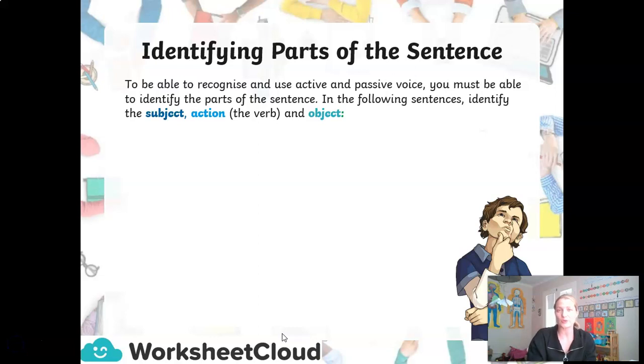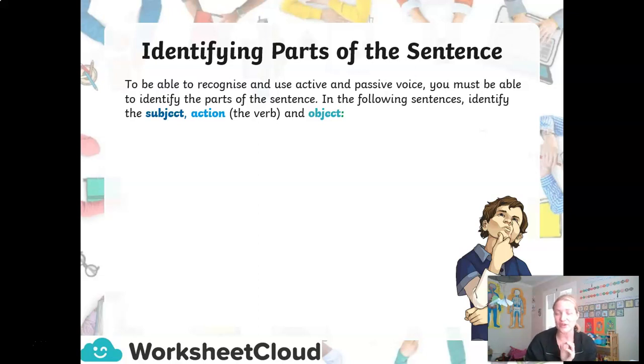So, in order to be able to recognize and use active and passive voice correctly, we need to always be able to identify those three things in every English sentence. You should be able to always look at a sentence and be able to tell me what is the subject, what is the verb, and what is the object. So let's test if you can do that now.